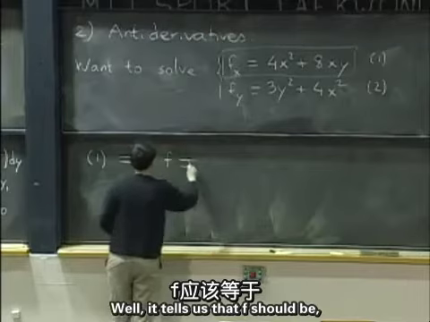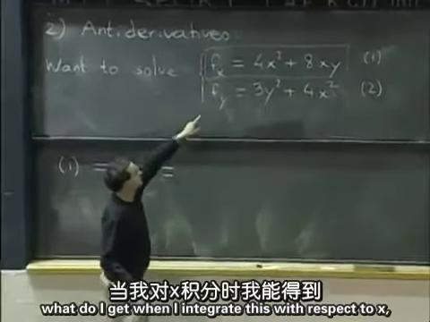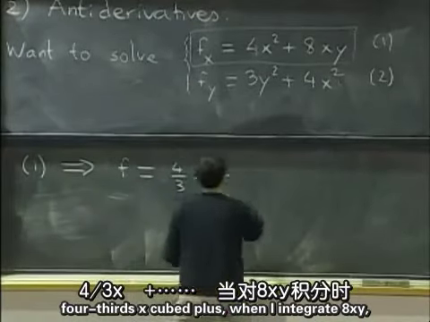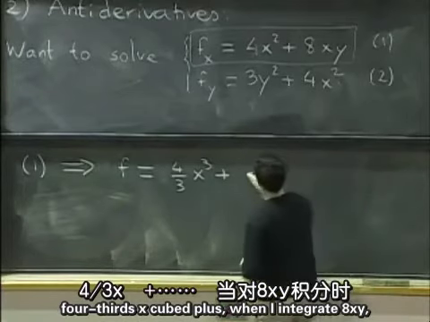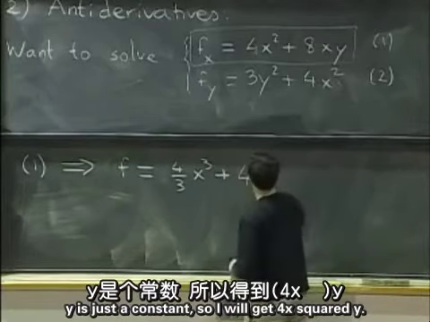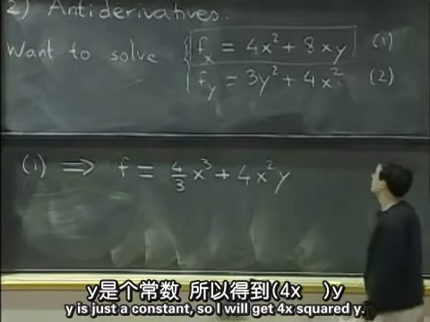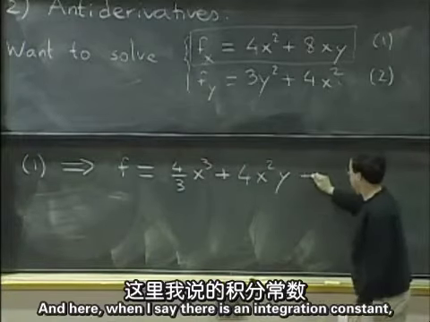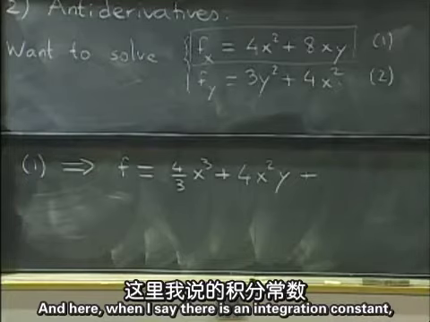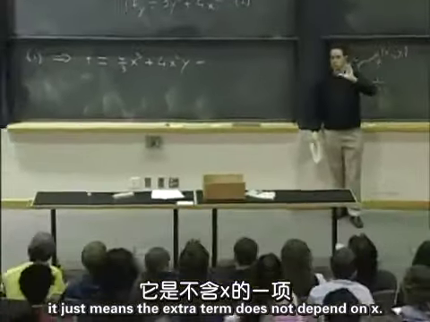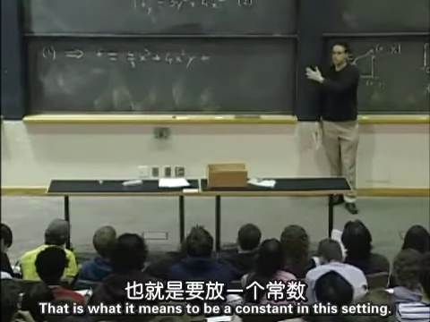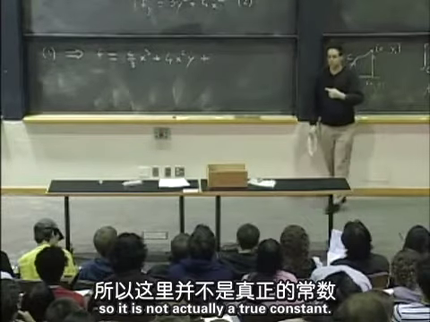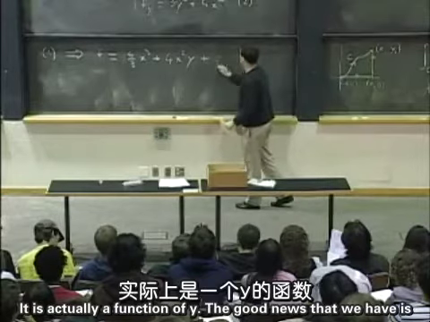Well, it tells us that f should be, okay, so what do I get when I integrate this with respect to x? I get 4/3 x cubed plus, when I integrate 8xy, y is just a constant, so I will get 4x squared y. And that's not quite the end to it, okay, because there's an integration constant. And here, when I say there's an integration constant, it just means the extra term does not depend on x. That's what it means to be a constant in this setting. But maybe my constant still depends on y, so it's not actually a true constant. A constant that depends on y is not really a constant, it's actually a function of y.